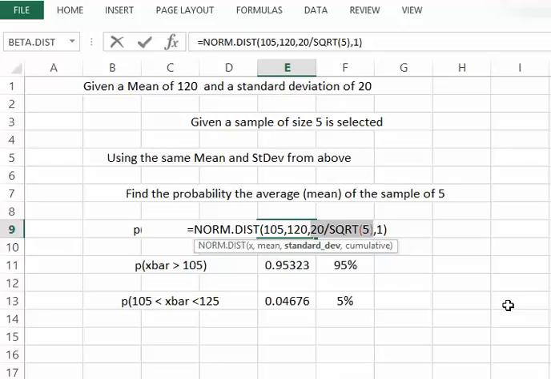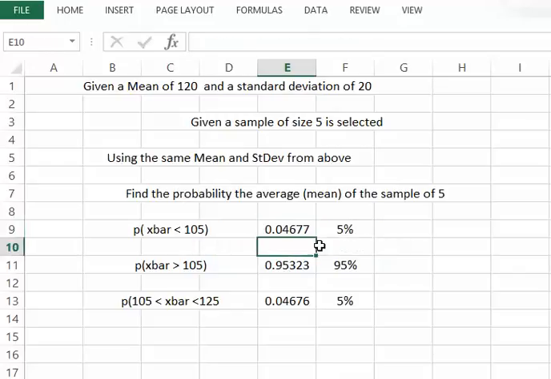Now you can do that as a separate calculation and then put the results in there, or you can actually have Excel do the calculation for you. I chose to have it do the calculation. And then a comma, and then 1. But notice that I'm doing 20 divided by the square root of 5. That's the modification that needs to be made when you have a sample of more than 1. This time I come up with a 5% or 0.04.